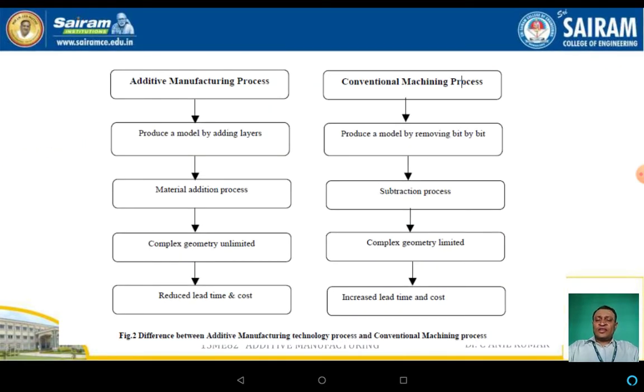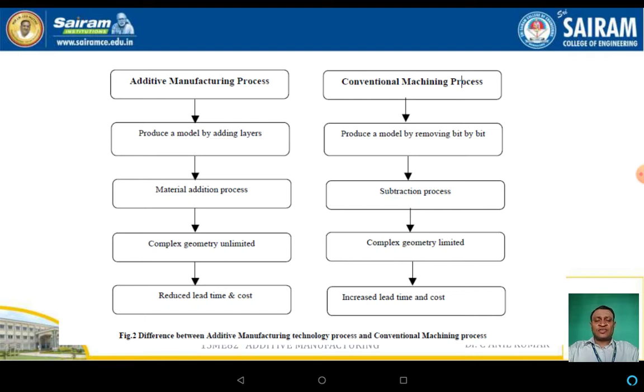Now, in this slide, we are comparing two things: the additive manufacturing process and the conventional manufacturing process. In the additive manufacturing process, the model is produced by adding layer by layer, a material addition process, and complex geometry is unlimited, with reduced lead time and cost. These are some of the advantages of the additive manufacturing process.